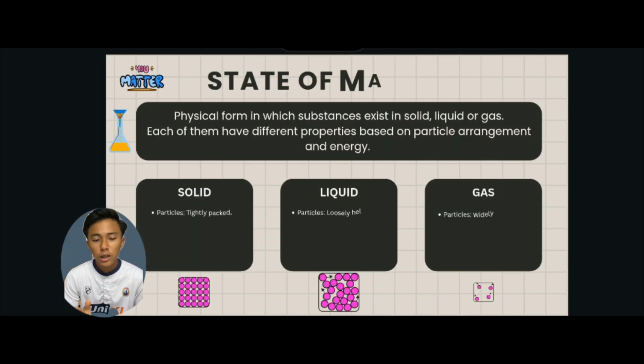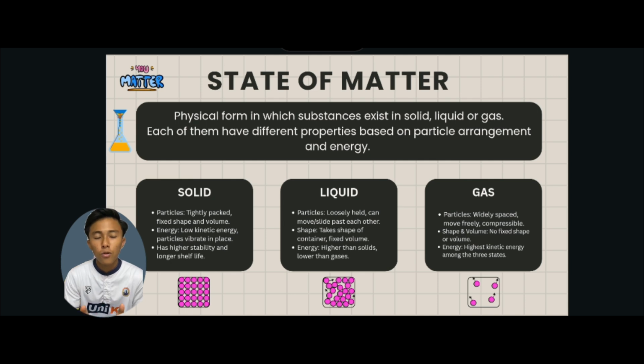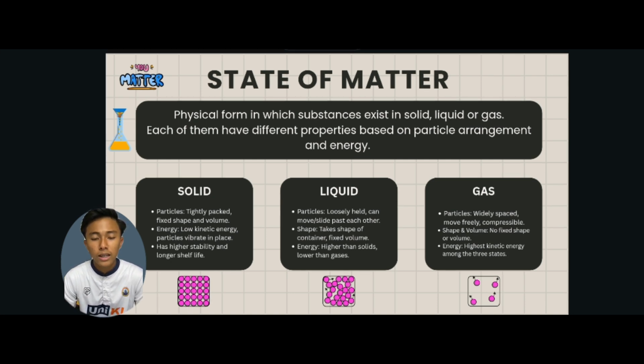Okay, next we move to the state of matter. So what is state of matter? It is a physical form in which substance exists in solid, liquid or gas. Each of them has different properties based on particle arrangement and also energy.